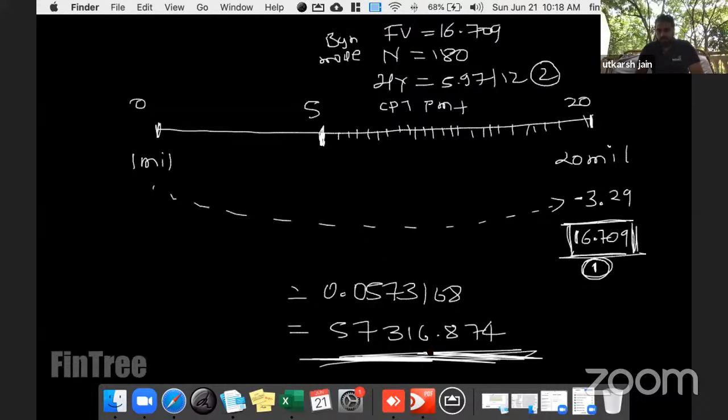Can we use IY as 5.97 and N as 15? No, Vedant. If you do, one is that's the wrong way to do it, because if you want to keep your N as 15, then you should use annual compounding rate. And second, you would get a wrong answer because you would end up calculating annual payments. But this person wants to make payments monthly. We want monthly payments.